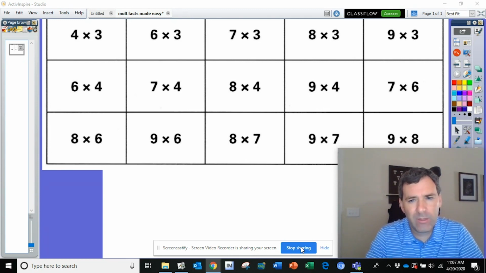Now you may be wondering what these multiplication facts are here on the screen, and what these are generally considered to be the most difficult multiplication facts for students when they're learning.